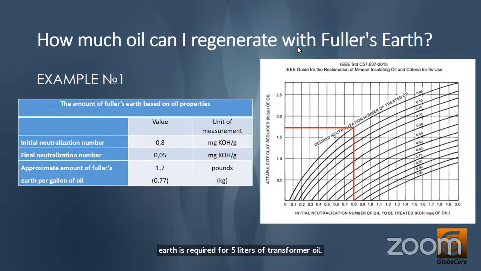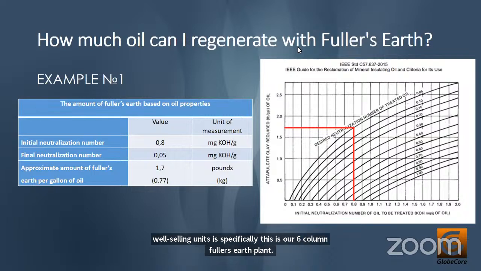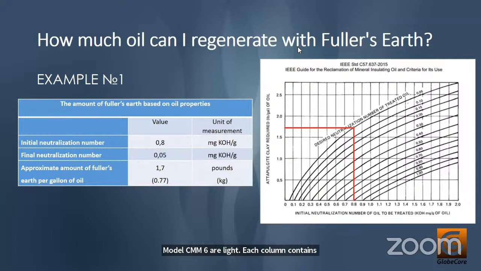Let us now consider the regenerative capacity of one of the regular plants made by our company. One of our well-selling units, specifically, this is our 6-column Fuller's Earth plant, Model CMM6R Light. Each column contains 75 kg of Fuller's Earth, so totally it's 450 kilograms. This allows us to regenerate 2,100 liters of oil.